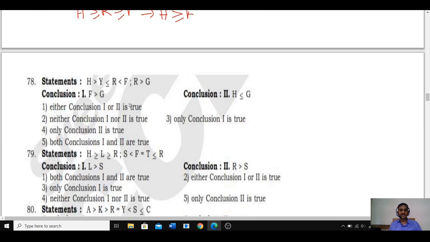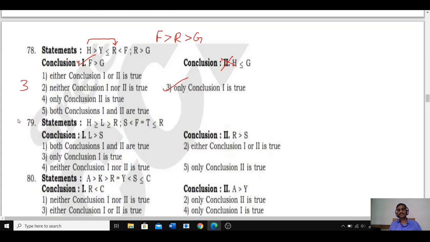Then coming to 78. F and G. F is here, G is here. Which element is common? R greater than G and R lesser than F. R lesser than F means F greater than R. F greater than R greater than G. F greater than G is true. H and G. H is here, G is here. Which element is common? Between H and G, two opposite symbols, no relation can be drawn. Hence only conclusion 1 is true, that is choice 3, 78.